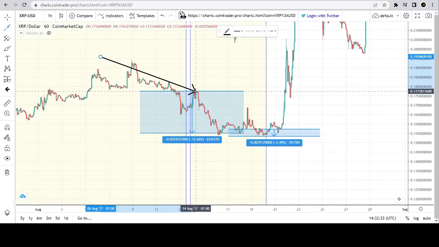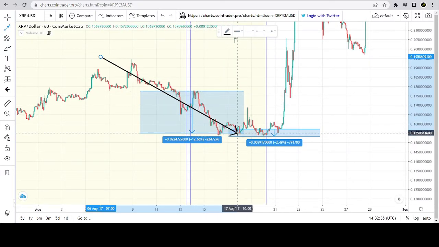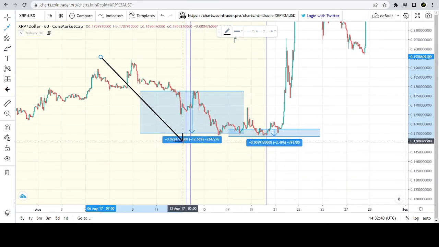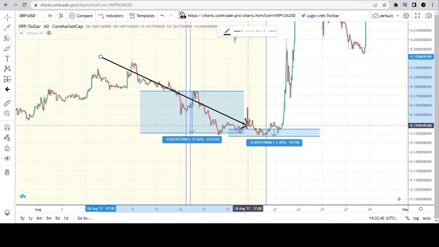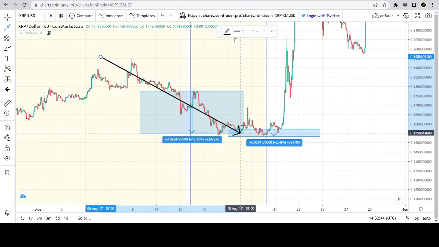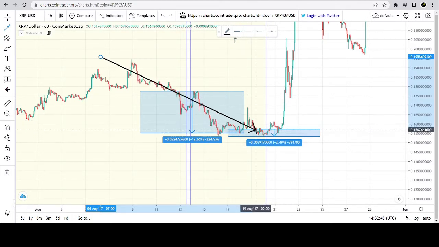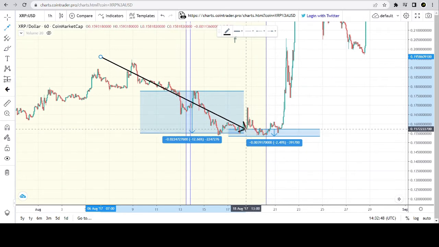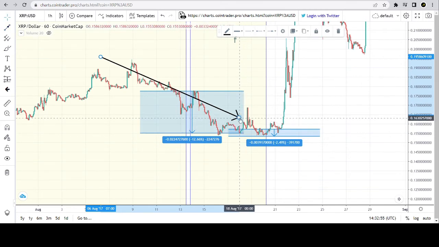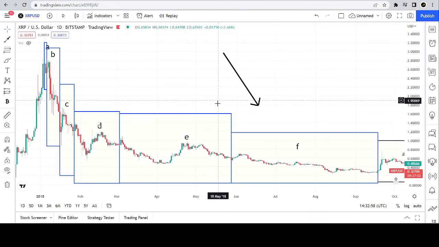So from this peak down to this trough here on the first peak right here was a 12.66% decline. This one from the trough of that peak right here to the capitulation point was only a 2.49% decline. Very, very, very small. Let's move along and see what else history has to show us.